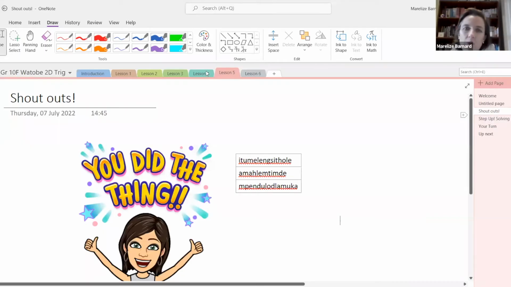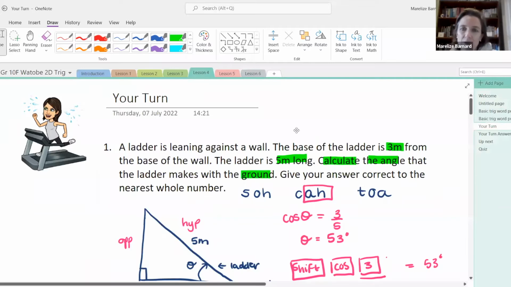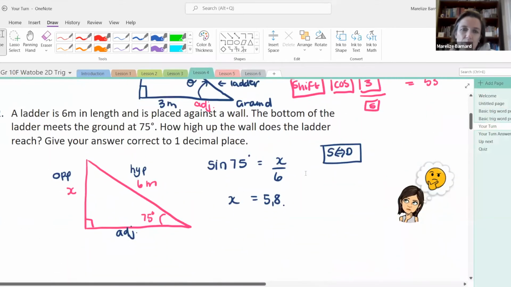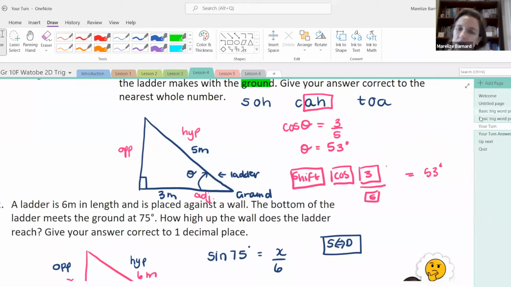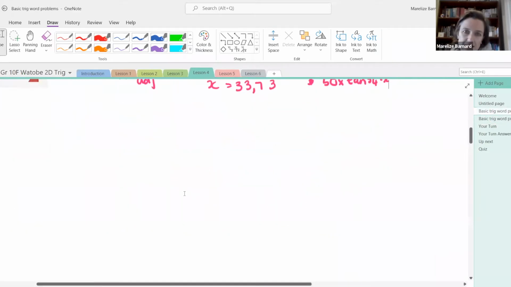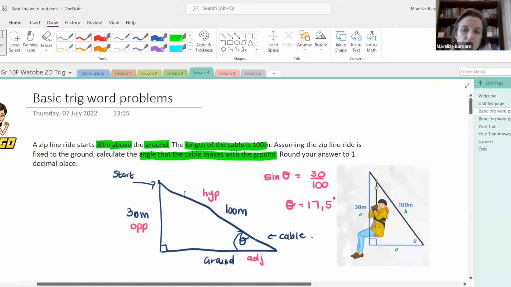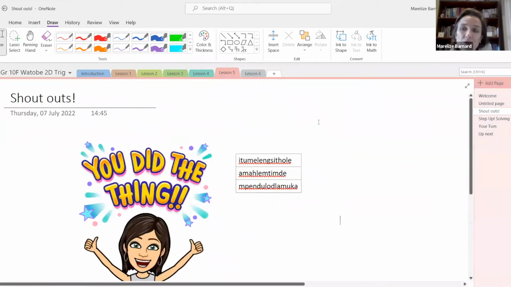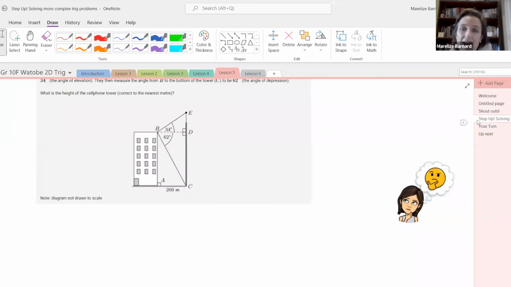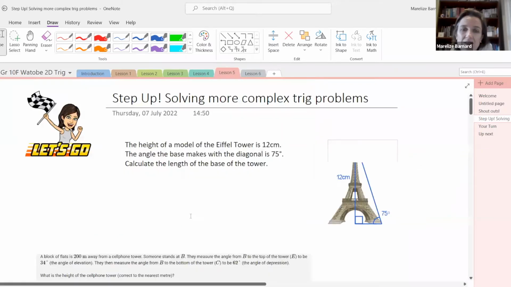Like I said, we've come a long way over the last 4 lessons. We have solved some word problems in trigonometry. We had to draw our own diagram in the previous lesson. We were just given the words and then we had to draw the diagram. So today we are going to step it up and tackle some more advanced trig problems.